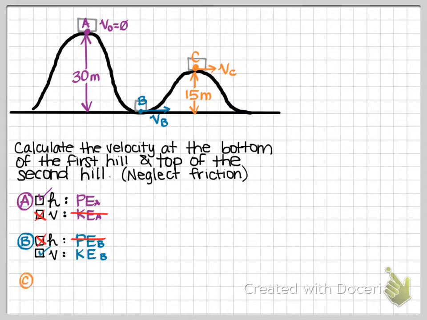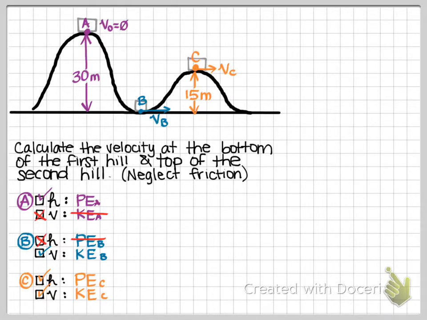And finally, we'll look at point C. Again, same two questions. Do you have height? Because that would mean we have potential energy at C. And do we have velocity? Because that would mean we'd have kinetic energy at C. So yes, you've got height. You're 15 meters above the ground. And yes, you've got velocity. You are moving at point C. So you've got both of these.